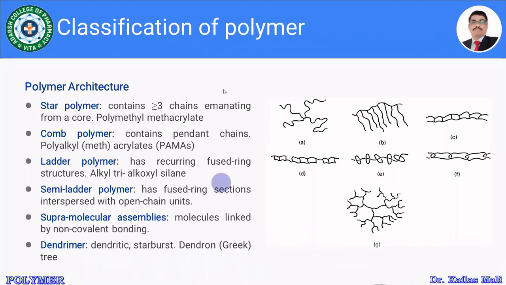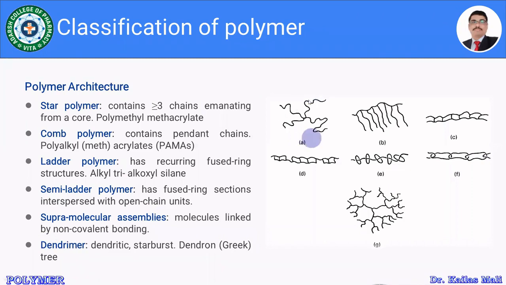Let us see the classification of polymer according to the polymer architecture. According to polymer architecture, the polymer can be classified into the star polymer, comb polymer, ladder polymer, semi-ladder polymer, supramolecular assemblies, and the dendrimers. So look at the figure.